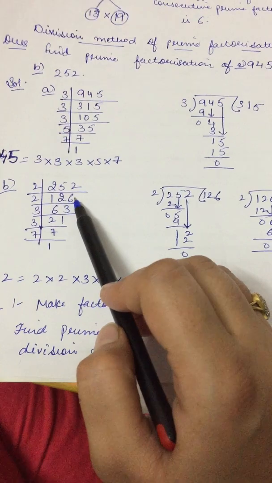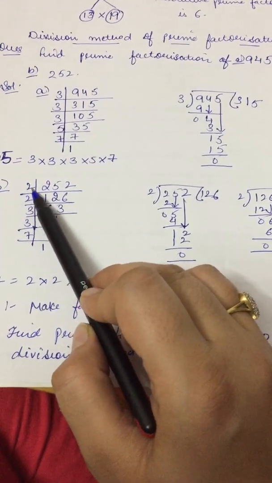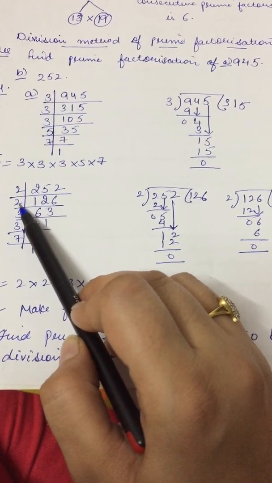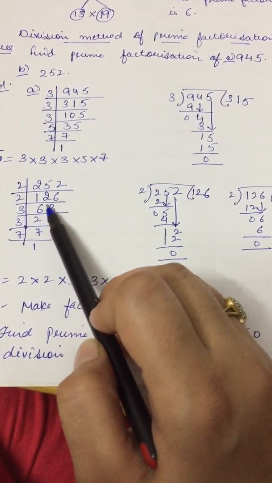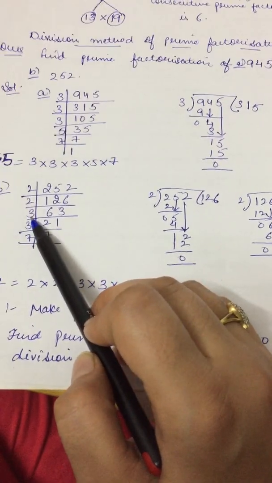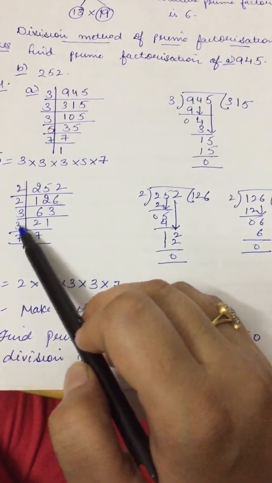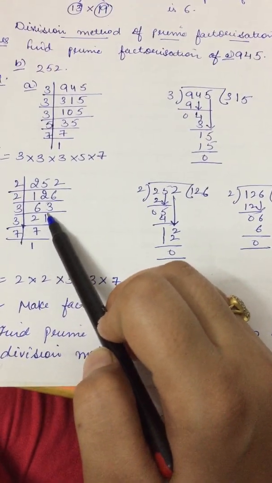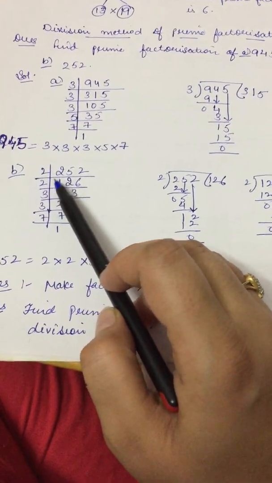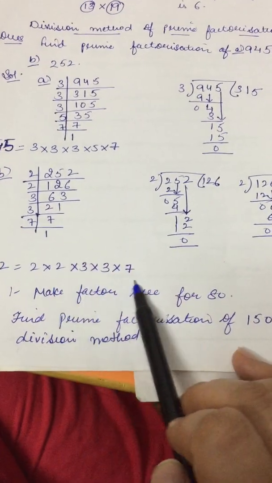Next 252. Now 2 is a factor of this number, so it will be 2. After dividing we get 126. Then again when 126 is divided by 2 we get 63. Now 2 will not divide this, but 3 divides this. So when we divide it with 3 we get 21. Again 3 7s are 21. Then 7 1s are 7. So the prime factorization of this number is 2 into 2 into 3 into 3 into 7.